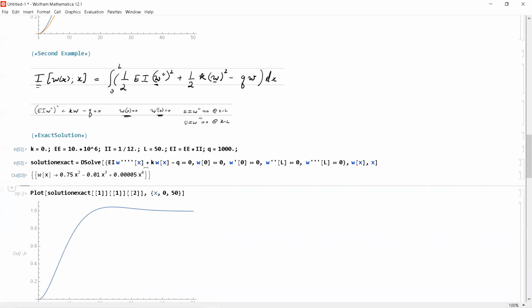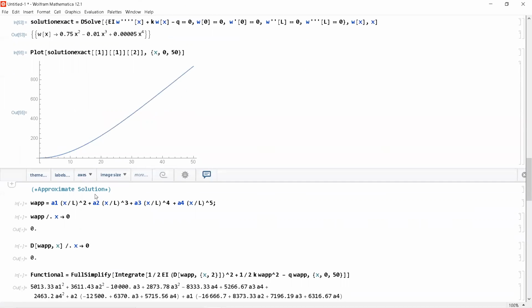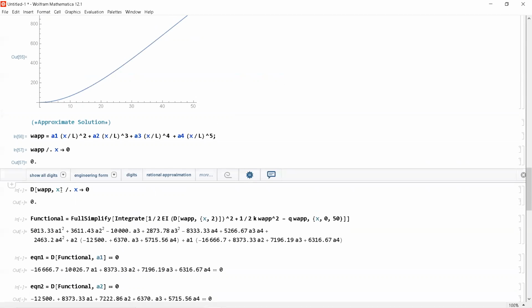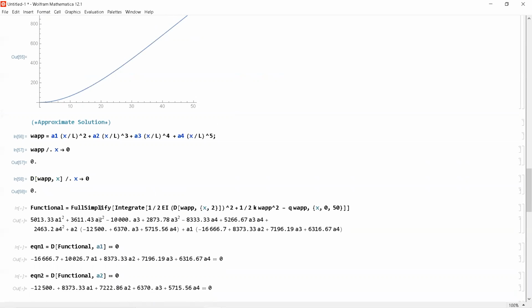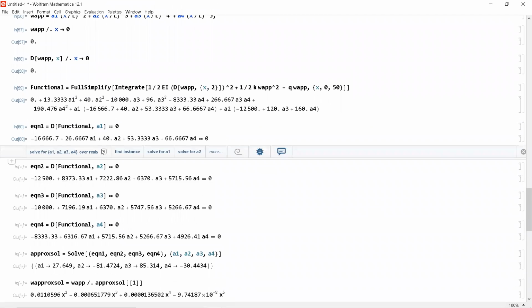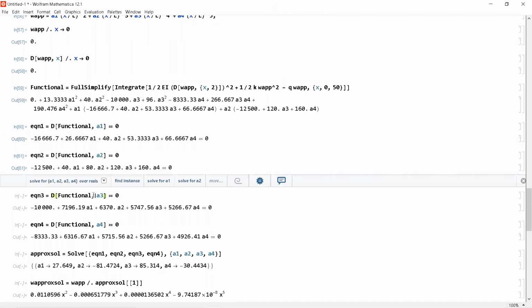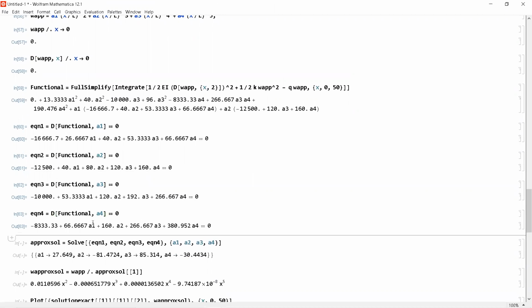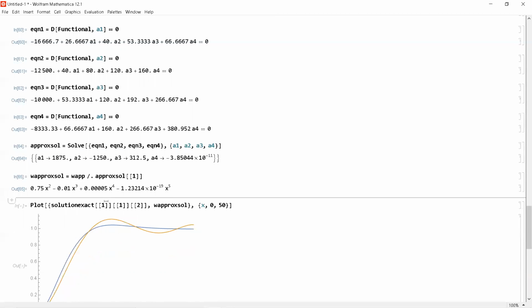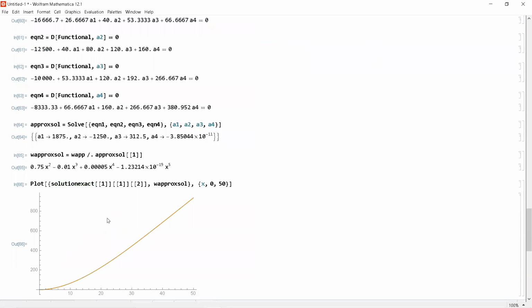Sometimes what you need to do is clear the kernel, but that looks like it works. And then let's look at the approximate solution for the same problem. You can see the first derivative is 0, and now the k is 0. So let's see if we can get it to work. Let's see what we get here for the approximate solution. And I solved it now. And that's my approximate solution. And boom, the exact solution matches the approximate solution. Very cool.